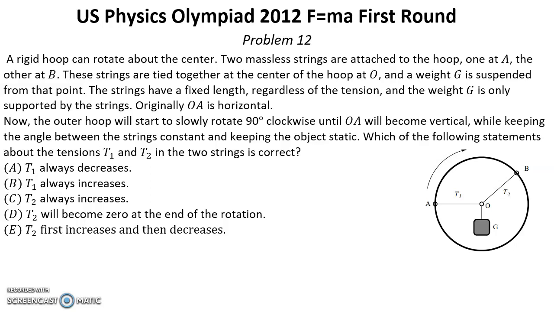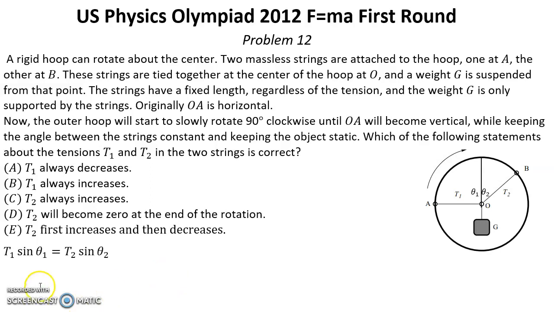Solution. Let's redraw this picture with a mention of angles. Let theta1 be the angle between the first string and the vertical, and theta2 the angle between the second string and the vertical. Both are positive. And let's write the equations for static equilibrium in any position for these angles.